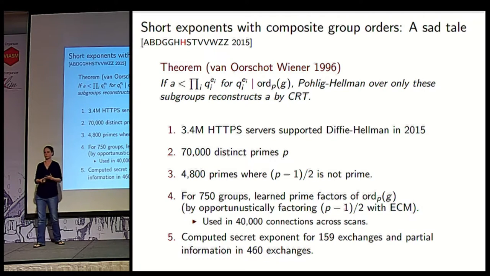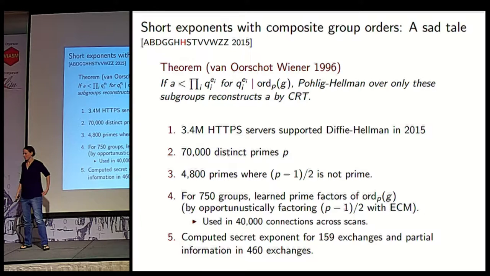These were used in 40,000 connections across our different scans. Then we tried to opportunistically apply the Pohlig-Hellman algorithm to reconstruct the exponents, and we won if we could check that the exponent was correct. Running this just on a few hundred cores for a couple weeks, we were able to compute the secret exponents for 159 exchanges. So this is sort of like mass fishing for vulnerabilities. Most of these implementations are random people implementing Diffie-Hellman, but this is to illustrate what goes wrong.